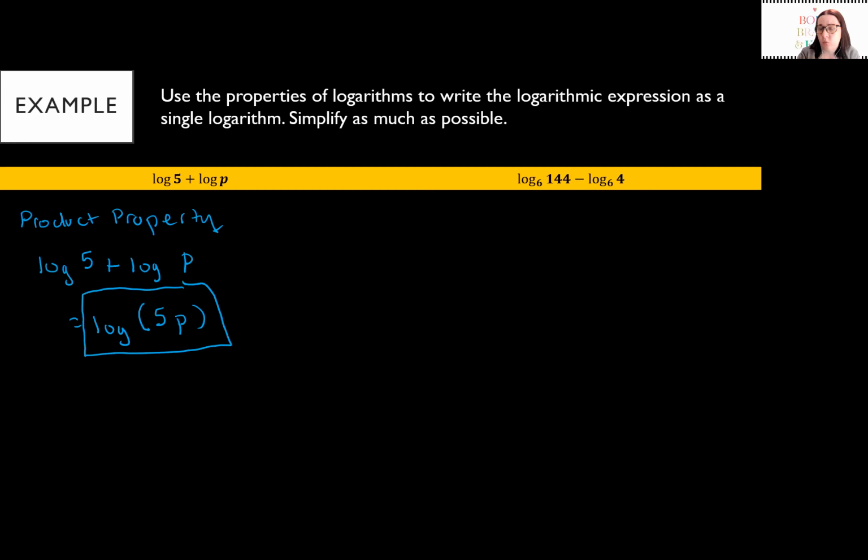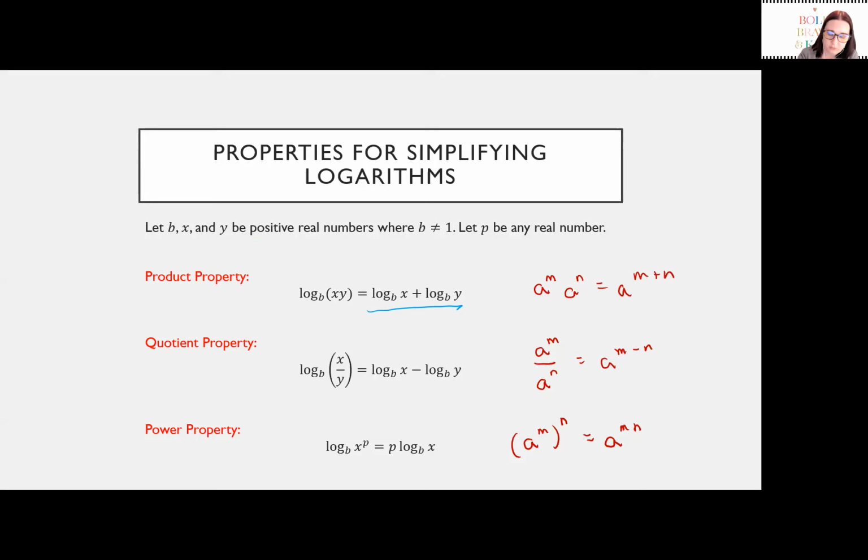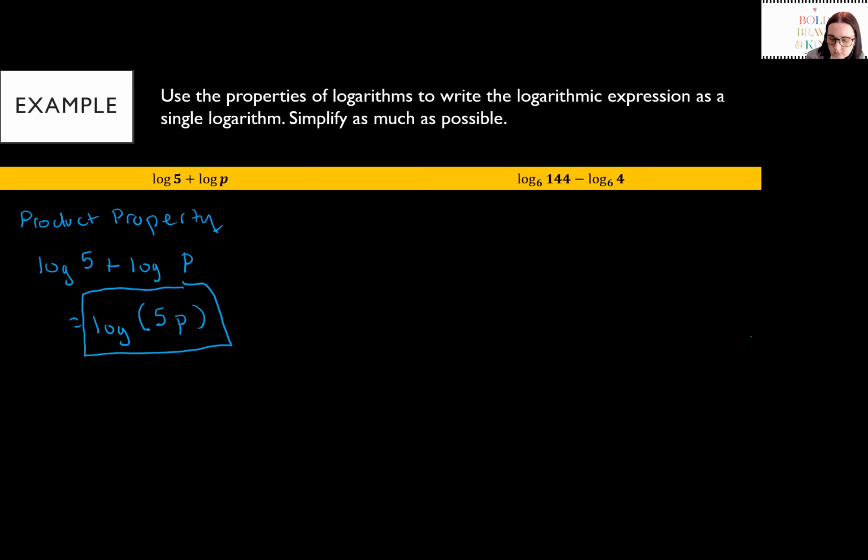So on the right, we have log base 6 of 144 minus log base 6 of 4. So here we have things that are just numbers. And so we want to, again, use a property in order to combine this into a single logarithm. So we're going to be using the quotient property here because we have things that are subtracted. And so we're going to go from the right to the left and write it as a fraction. It's always the first thing over the second thing. So whatever's before the subtraction sign is always on top. So this is called the quotient property.